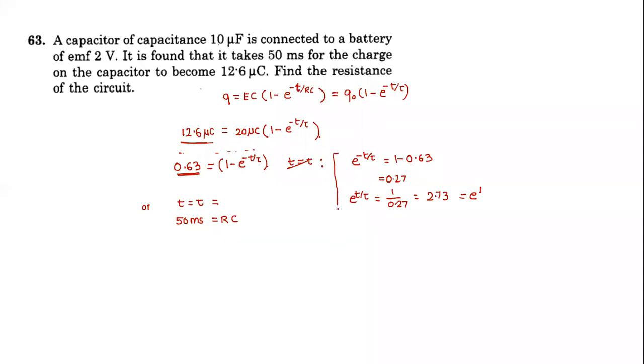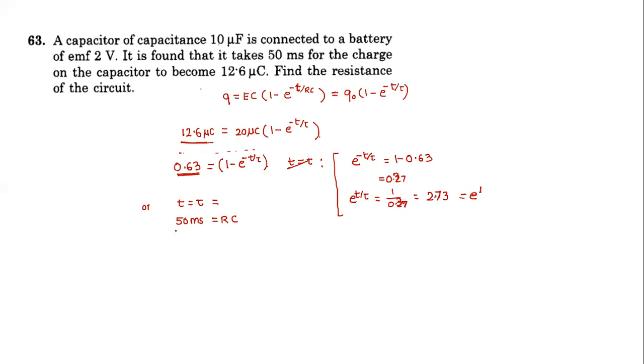In this particular case, this is how we can write. There's no need to take anti-log. Are you following what you have done here? Simple equation rearranged. 1 divided by 0.37 is equal to roughly what? 2.73 is e to power 1. So basically, t by tau is equal to 1, or t is equal to tau.